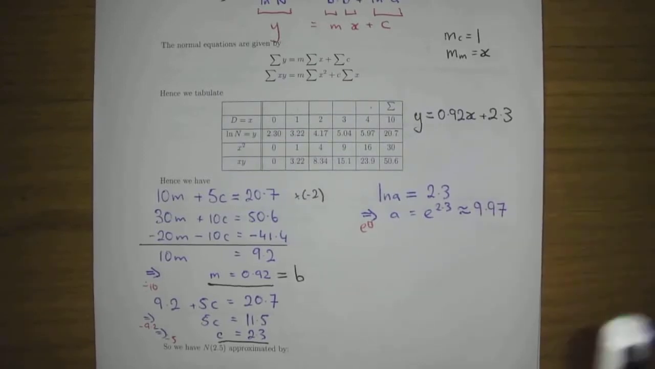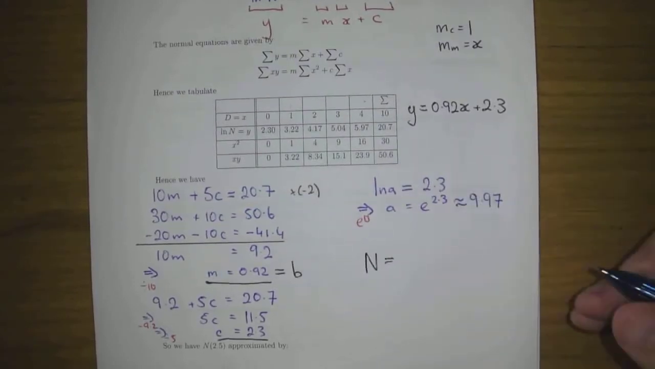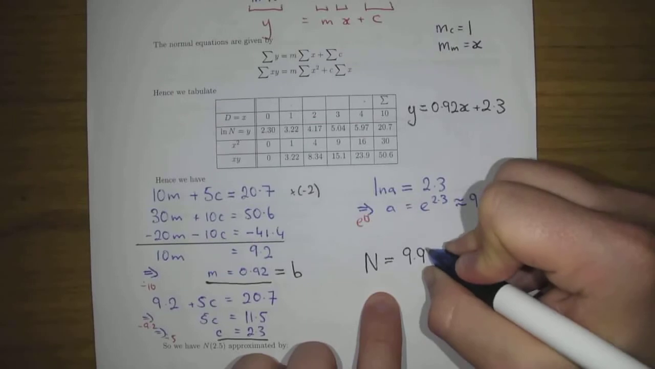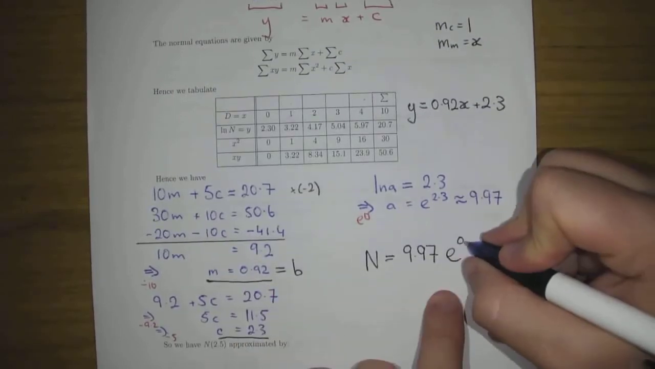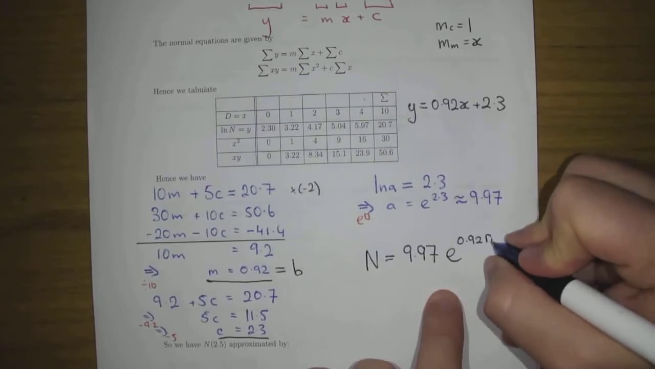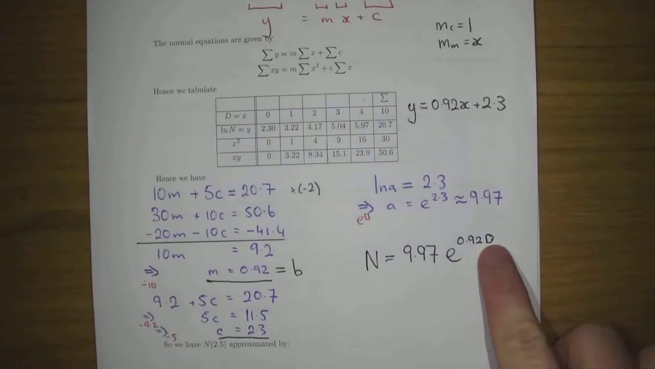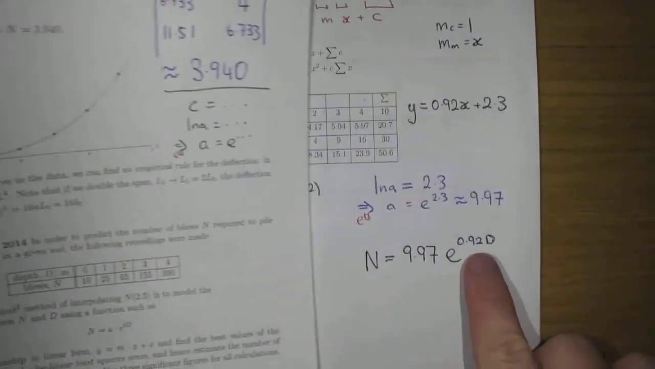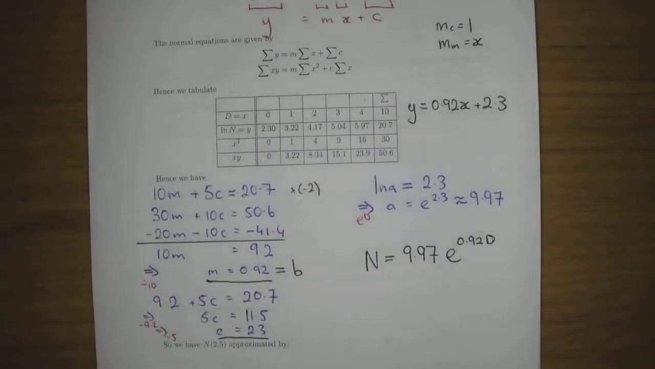And so the model is in fact that the number of blows required to get to a depth of d is equal to a, which is 9.97, times e to the power of b, which is 0.92, times the depth. And you can check roughly, is this looking good, by substituting in a depth of 0. And if you do, you get e to the 0, which is 1, so 9.97, approximately 10. Now, it doesn't have to be that accurate, because there can be more errors in the measurements than that, but how bad?